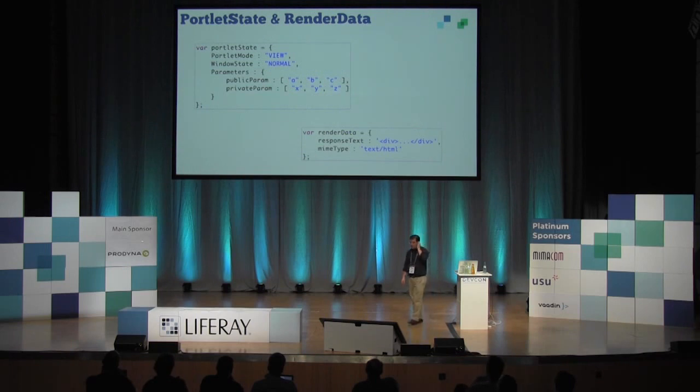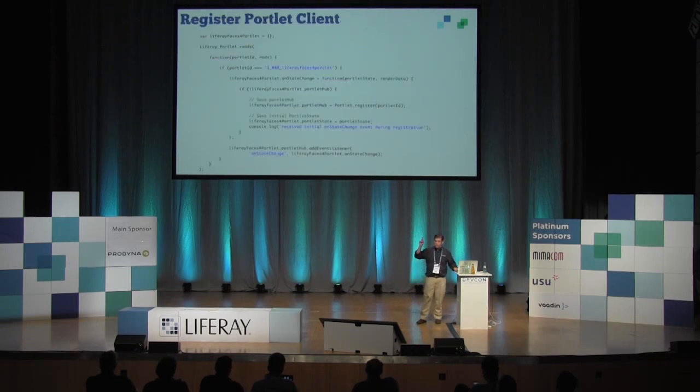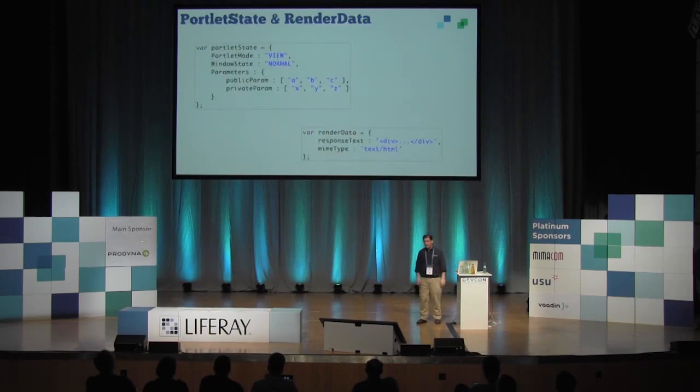Okay, so this is what the Portlet State would look like. If we were going to have a JSON representation of it, we'd have the portlet mode, view, and we have view mode, edit mode, help mode, and so on. The window state might be normal or maximized or minimized, and then maybe we have a public render parameter or a private parameter, and they might have one or more values for a parameter. Also, if I just go back one, you can see on the signature of this function, there's a render data right there. That's something that we're kind of playing around with right now, and it might look something like this. It might have some response text and also an indicator as to what the content type is.